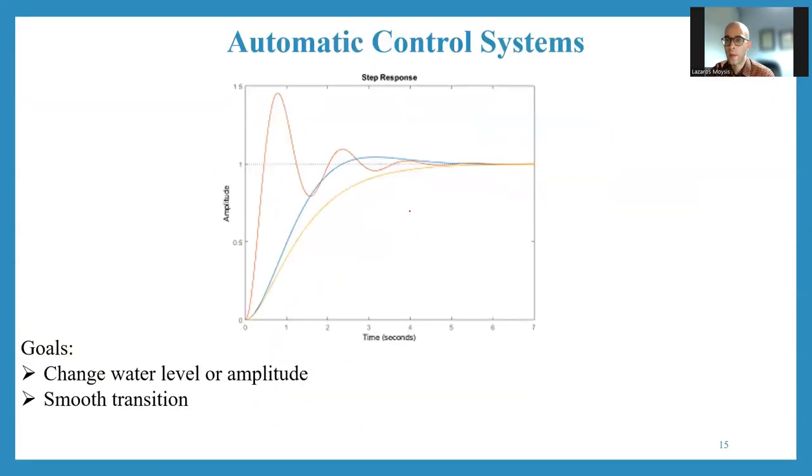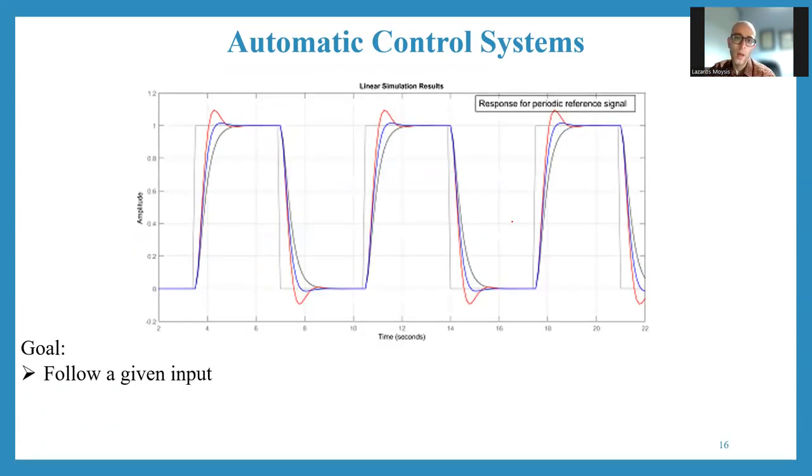This is the example that I drew right here. We have desired results somewhere in the middle, where we have a trade-off between reaching our goal very fast, but not having too many oscillations. So somewhere in between is the best possible choice for us. Again, this is an example of the tracking problem.